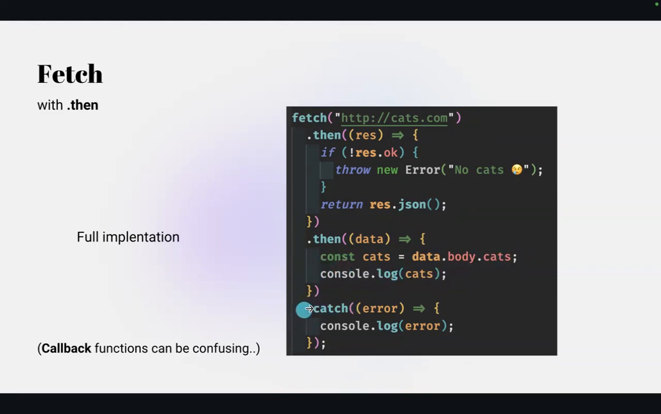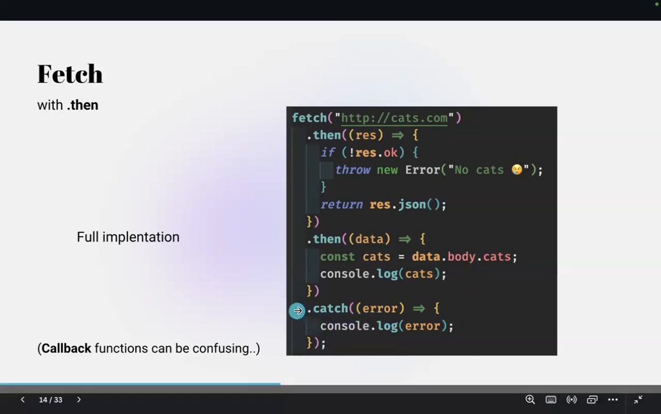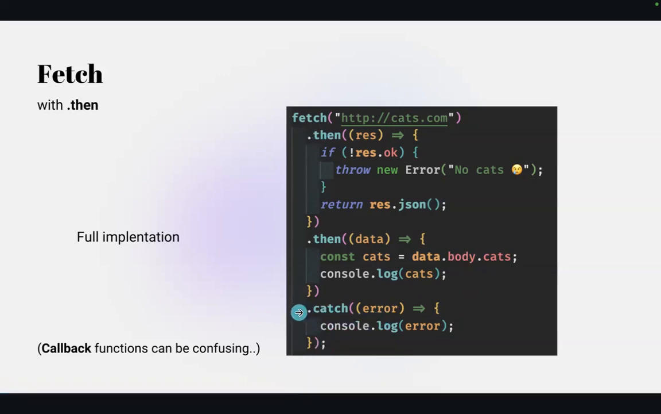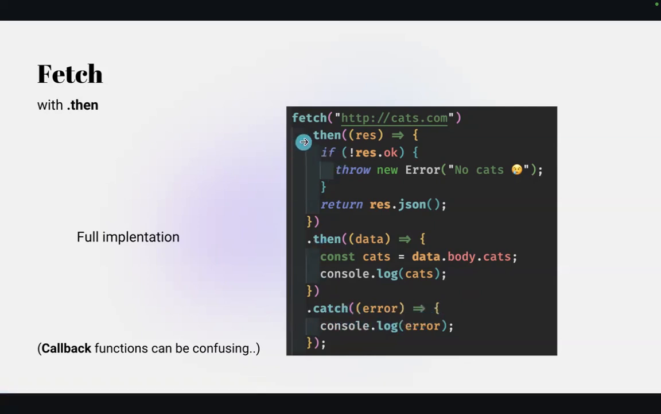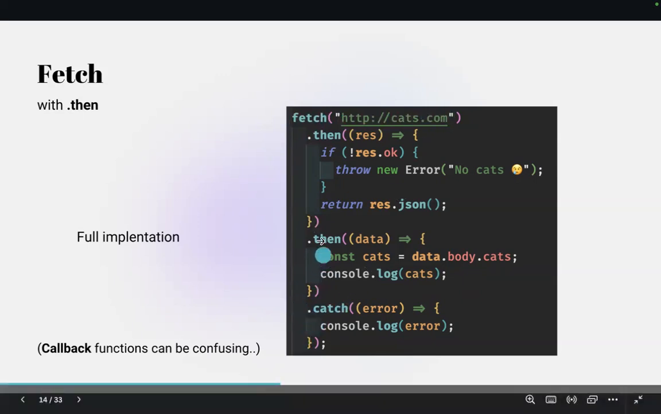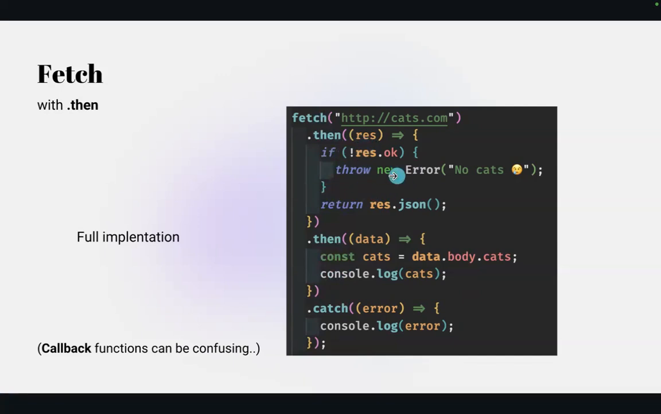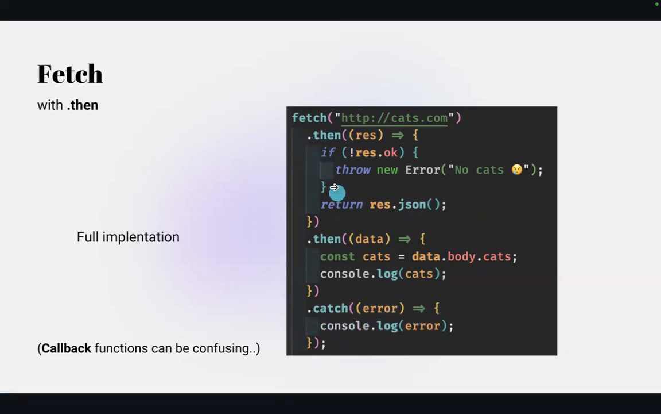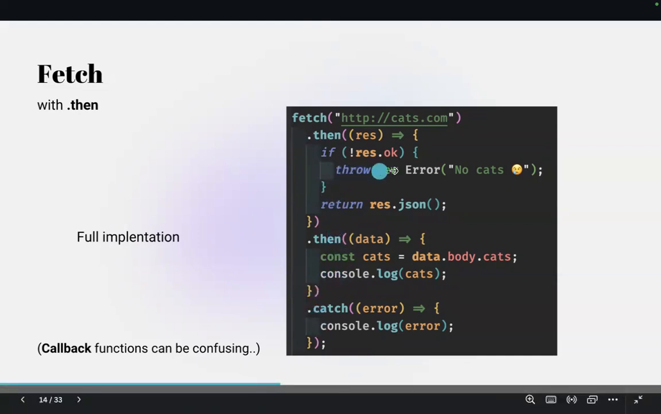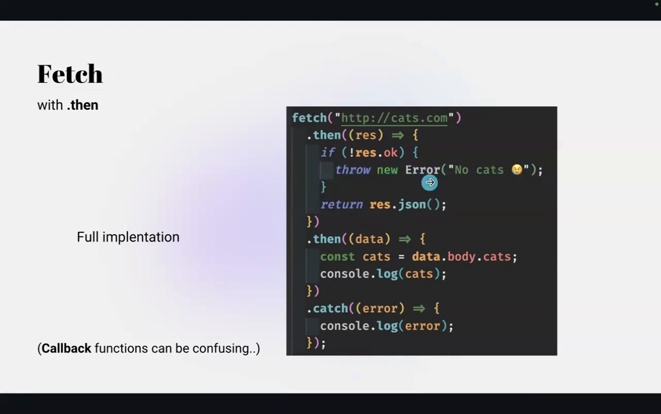At the end, we have a dot catch. And the code in this callback will only run if an error gets thrown anywhere in between, from the fetch all the way to here. If in any of these dot thens an error is thrown like this one, we'll end up in here. So it's almost like an if statement. If no error, then we just continue as normal and we skip over the catch. If an error is thrown anywhere in here, which could even just be a syntax error.